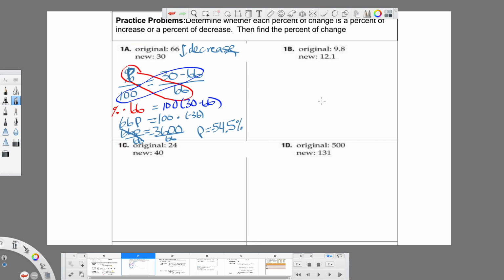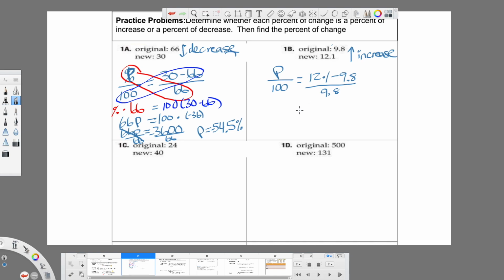So let's go to the next one. We have original, we have new, so it was 9.8, now it's 12.1. Well, that's going up, right? Because it was smaller, now it's bigger, so this is an increase. So I can know that right away. I'm going to end up with a positive at the end. So now I have percent over 100 equals my new minus my original. New minus original divided by the original price.